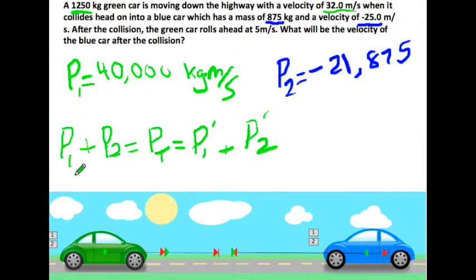So if you think about it, this is really what we have before. Before the collision is in this area. This is at the moment of collision, so the total. And then this is going to be after the collision. So when I add this 40,000 to a negative 21,875, what I'm going to get is a P total.